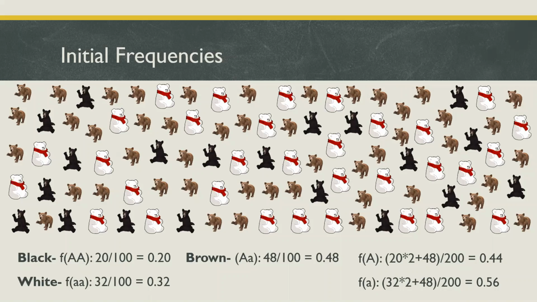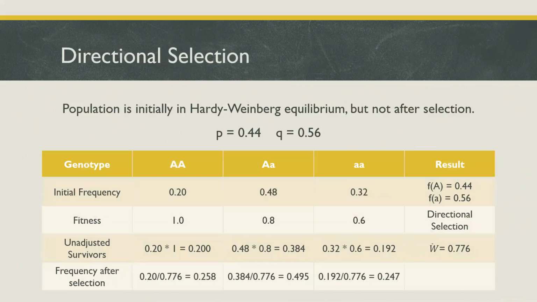We start off with this population and are currently in Hardy-Weinberg equilibrium. The presumption is that as these bear cubs grow up to become adult bears, some of them will die, whether that is through disease, roadkill, injuries, etc. As selection occurs, our population that was initially in Hardy-Weinberg equilibrium will no longer be. As you can see, we have a fitness value of 1 for big A, big A, a fitness value of 0.8 for big A, little a, and a fitness value of 0.6 for little a, little a. Now, based on these fitness values, we can see directional selection occurs because one extreme, or homozygous genotype, is favored.